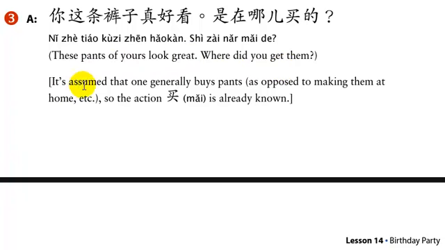Well, person A assumes that one generally buys pants as opposed to making them at home. So the action 买 is already known. There's no conversation like, oh, did you buy those pants? Yes, I bought those pants. Now we can start using the 是...的 construction to ask for more detail. If someone's wearing a pair of pants, you would assume they were bought. So person A starts using this construction right off the bat. 是在哪儿买的? Where are they bought?